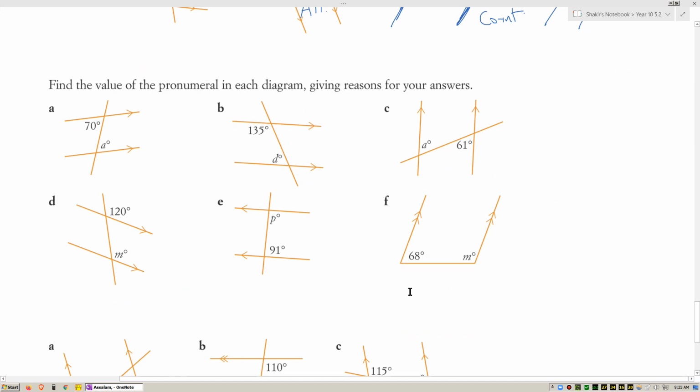Okay, looking at the next bunch of questions. You might want to pause and just give this a go yourself, and then come and check and see if your answer matches with mine. It's good practice, and you don't have to do any working out. Just do it in your mind.